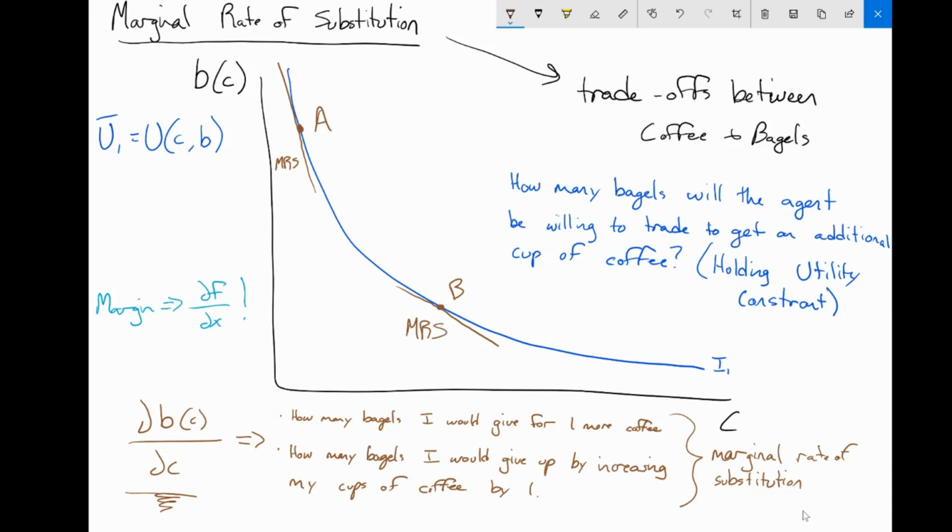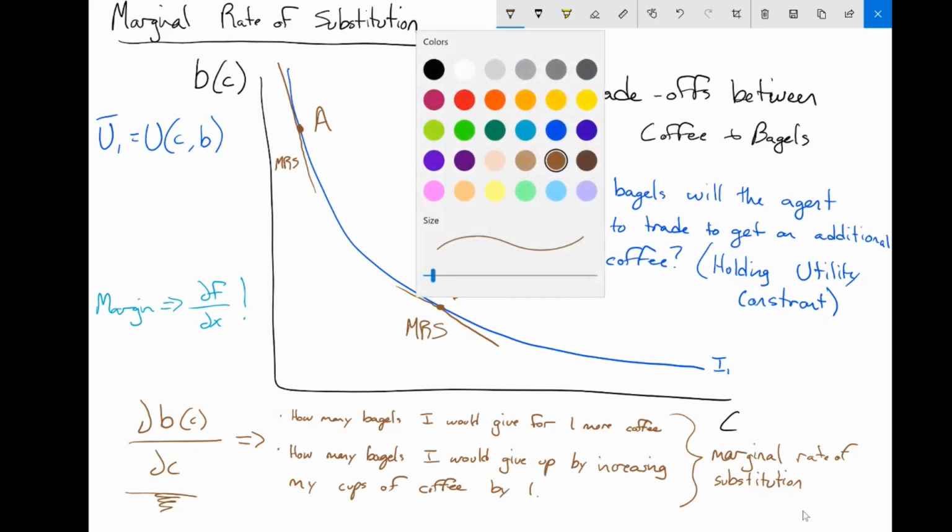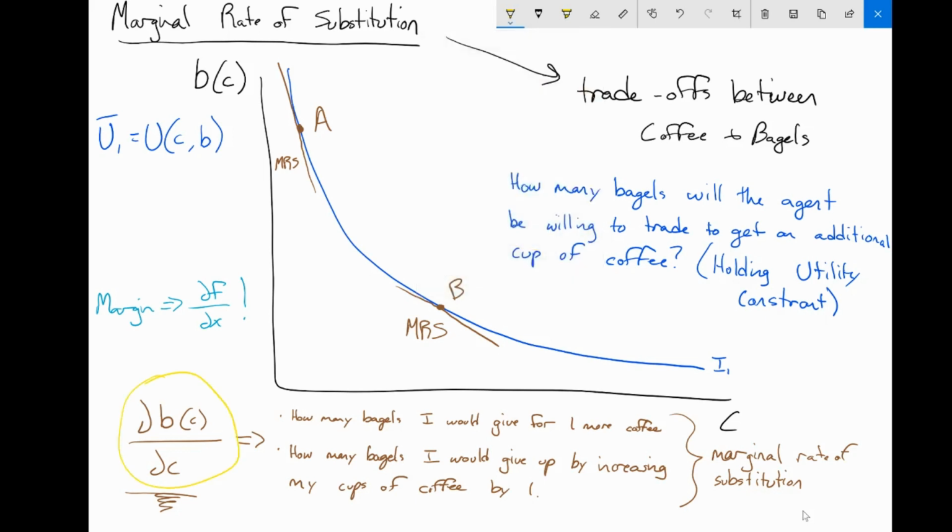This marginal rate of substitution is the derivative of the indifference curve. It is the derivative of bagels with respect to coffee. This marginal rate of substitution tells me how much I'm willing to trade between these two goods. All right, we're going to go a little bit deeper into the intuition here, but first we need to derive the marginal rate of substitution. I need to show you how we calculate this, and that's what we need to do next.